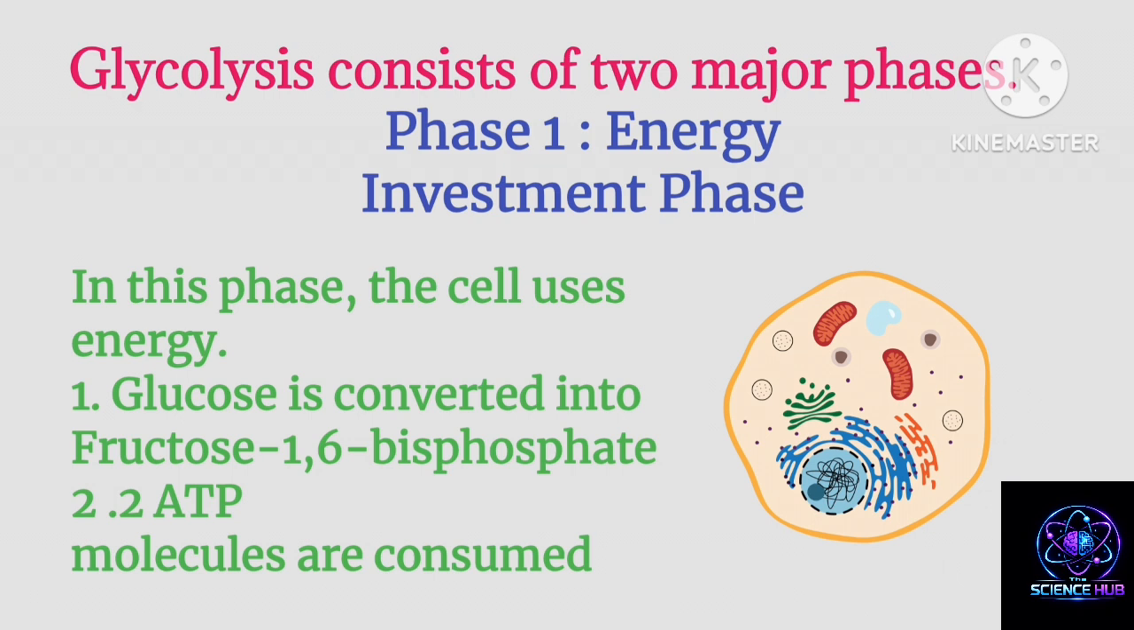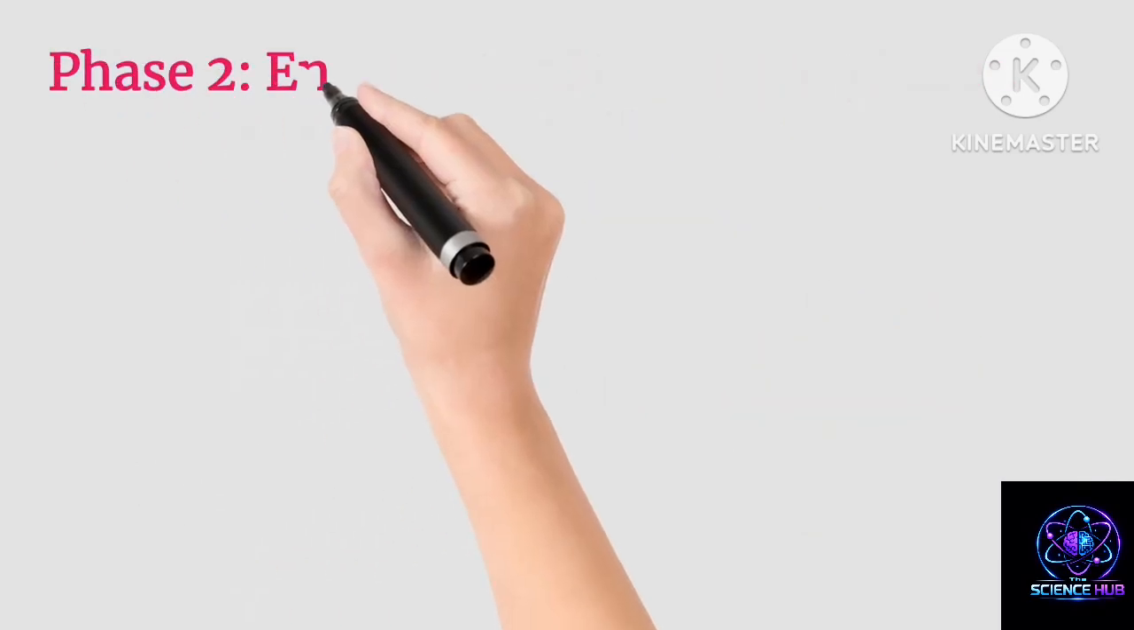1. Glucose is converted into fructose 1,6-bisphosphate. 2. ATP molecules are consumed. The purpose of this stage is to activate the glucose molecule, making it easier to split.